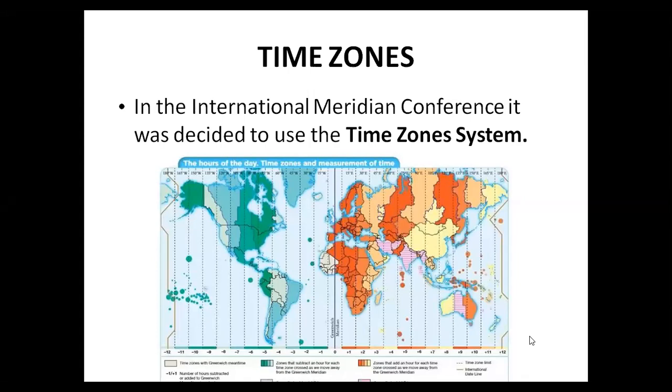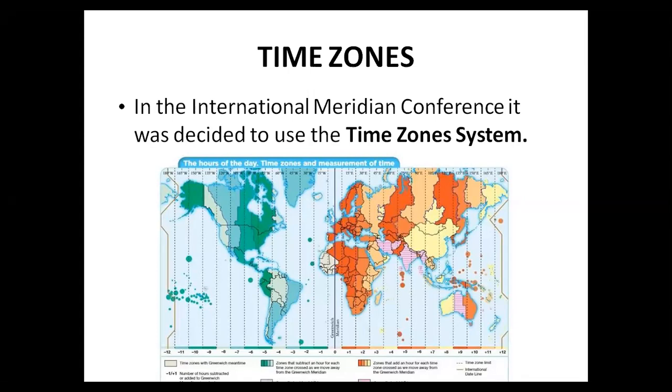I was talking about the standard meridian of India. So whatever may be the time at this longitude, right? Whatever may be the time at this longitude is termed as the standard time of India, and it is called Indian Standard Time, denoted by IST.